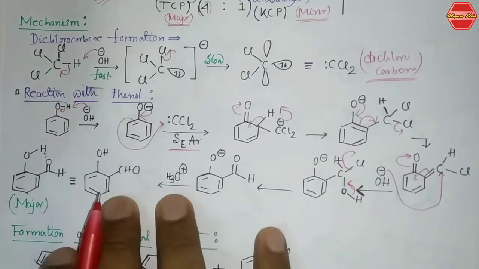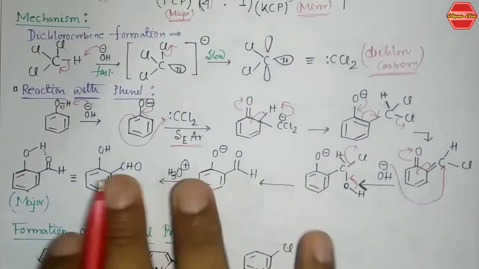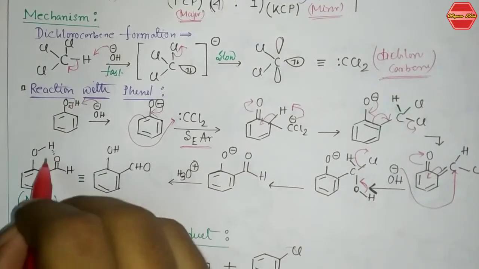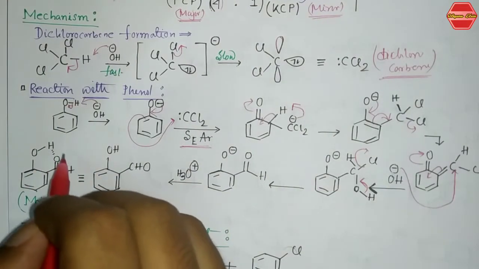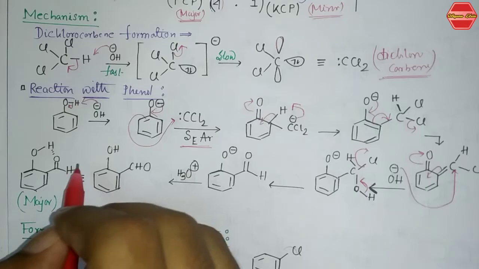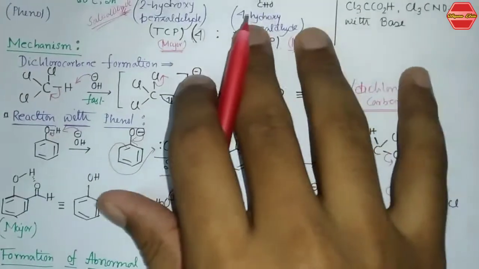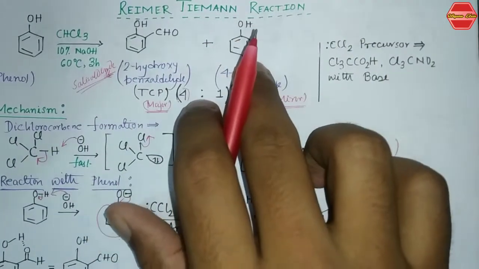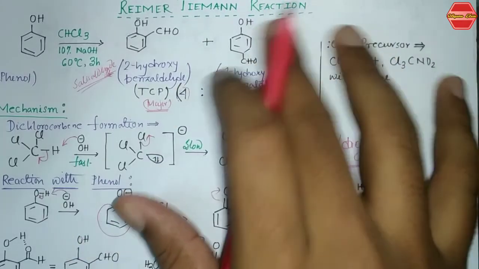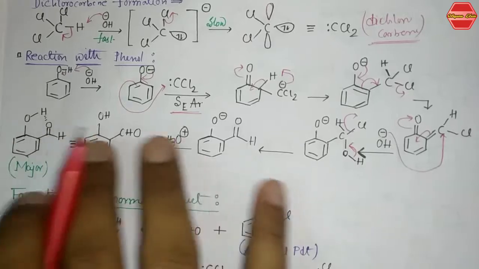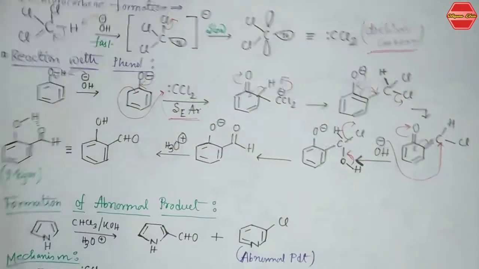Now why is this product so stable? This product is so stable because there is intramolecular hydrogen bonding and a chelate ring. So that is why this is your major one, whereas the para product like this has no such stability, no such intramolecular hydrogen bonding. So that is why this is your thermodynamically controlled as well as your major product.